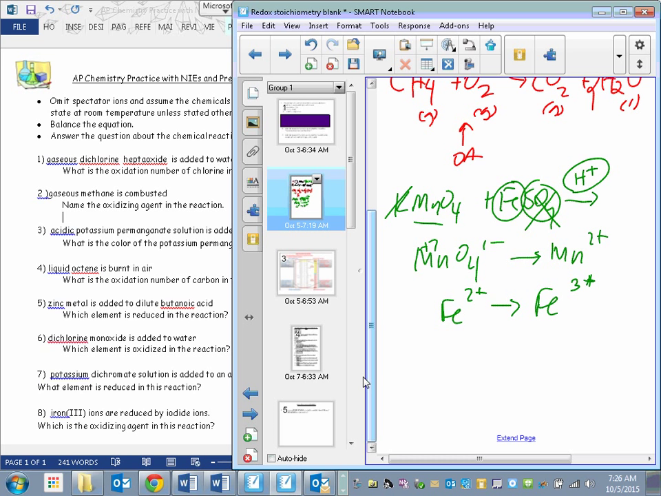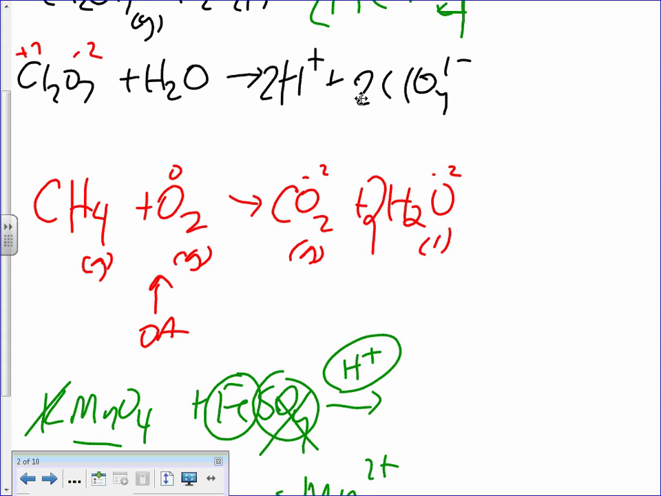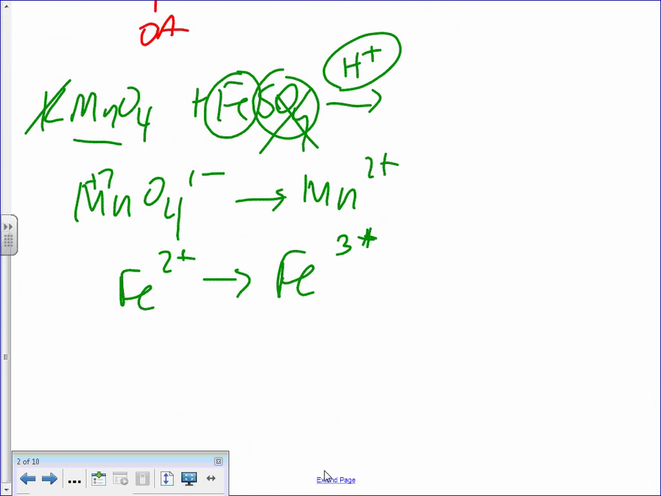Let's go. What's next? And I'm out of space now, so I'm going to make this big. So what's next? The balance. How about oxygen? Okay, add how many up here? 4 waters. To balance out the oxygens, you add 4 waters, and then what? 8 H pluses on the side, and charge balance. I have a 2 plus on that side.